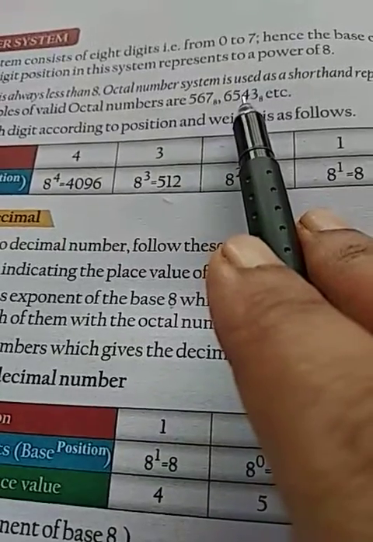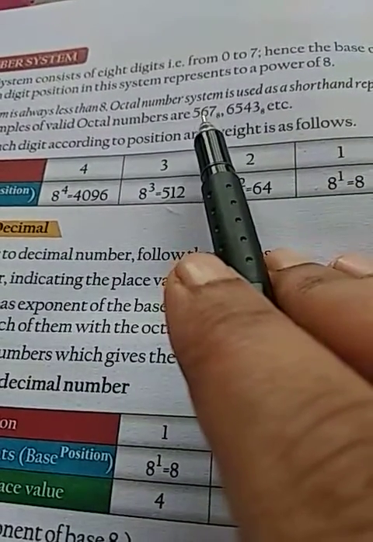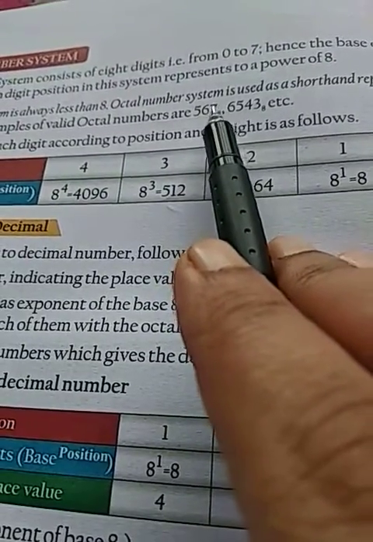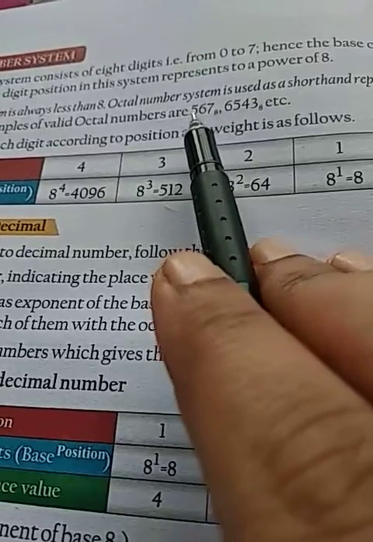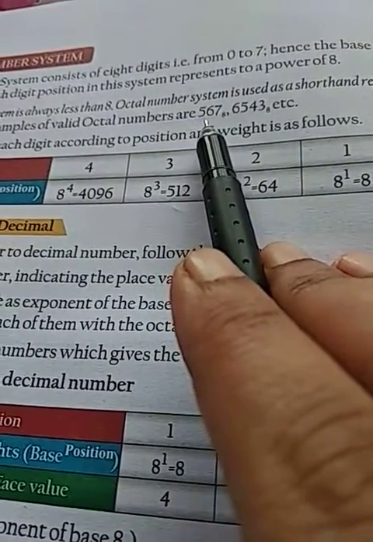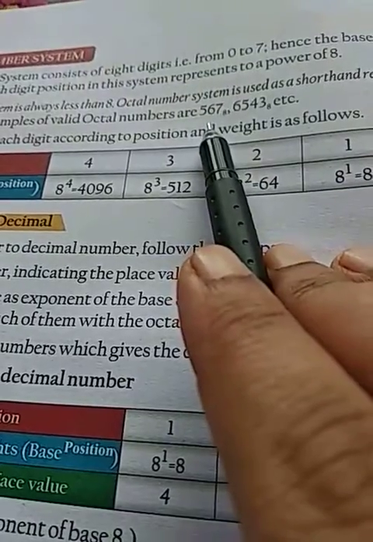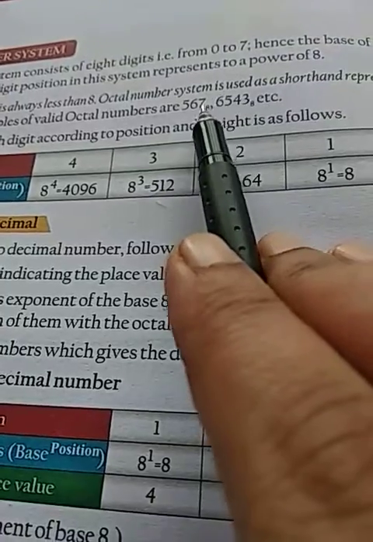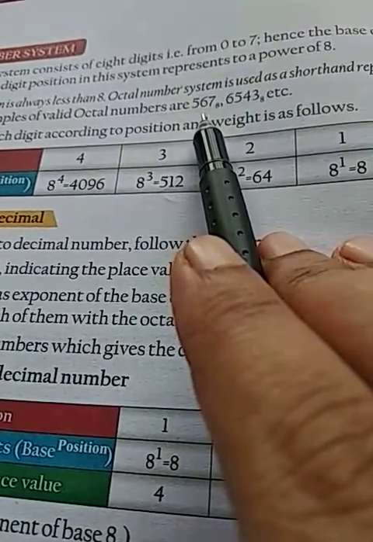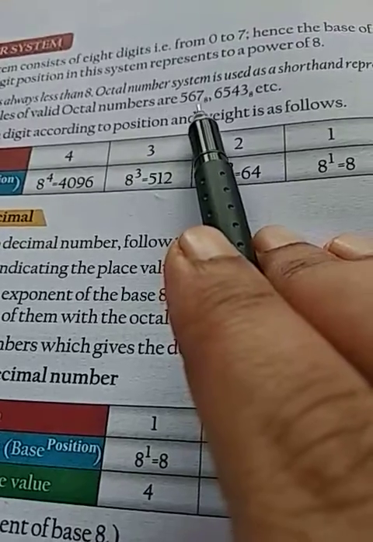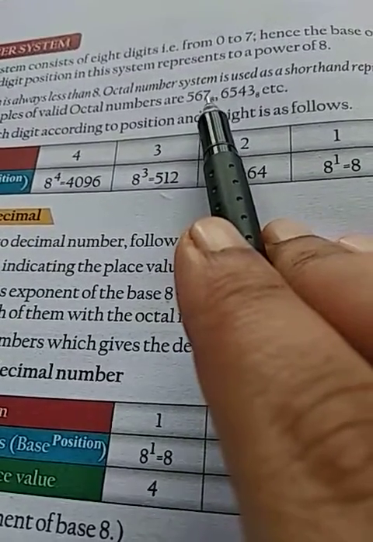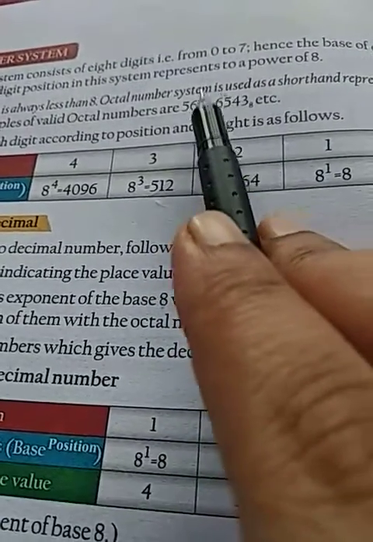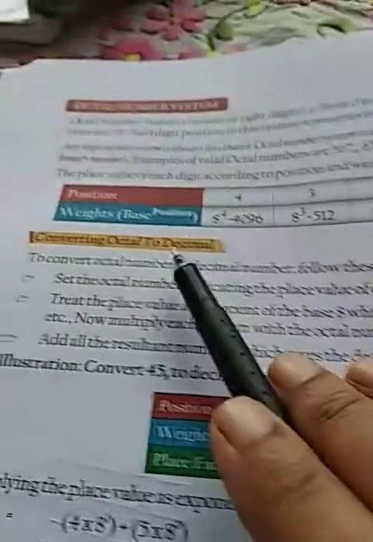Now you notice, children, that this number will always consist of digits that are less than 8. Do you find any digit 8 or 9 in this number or in this number? No, you will never find it, because an octal number never contains the digits 8 and 9. Always it will contain digits from 0 to 7, always less than 8.